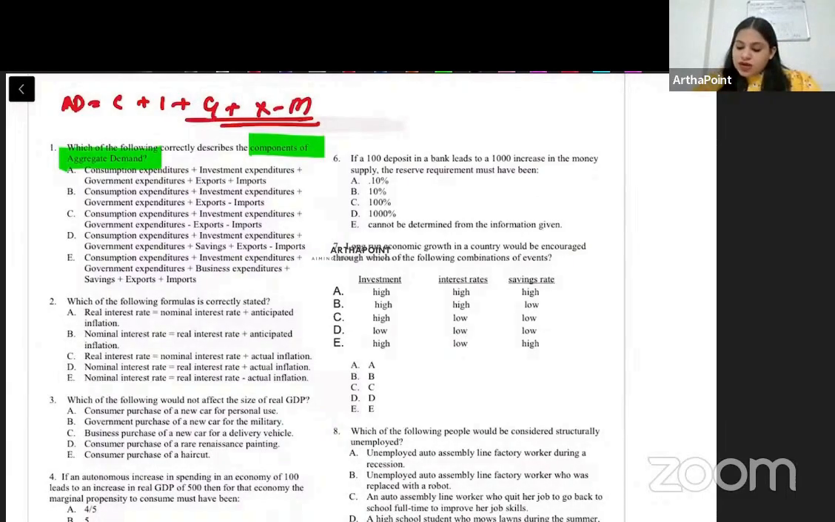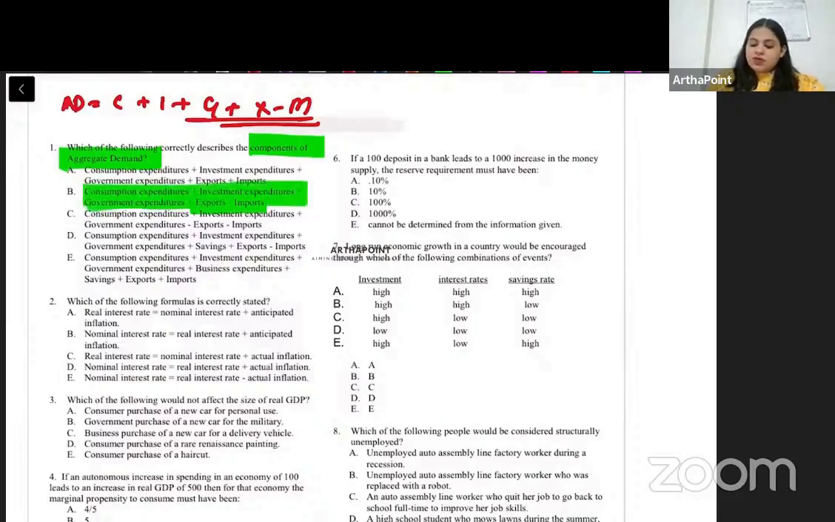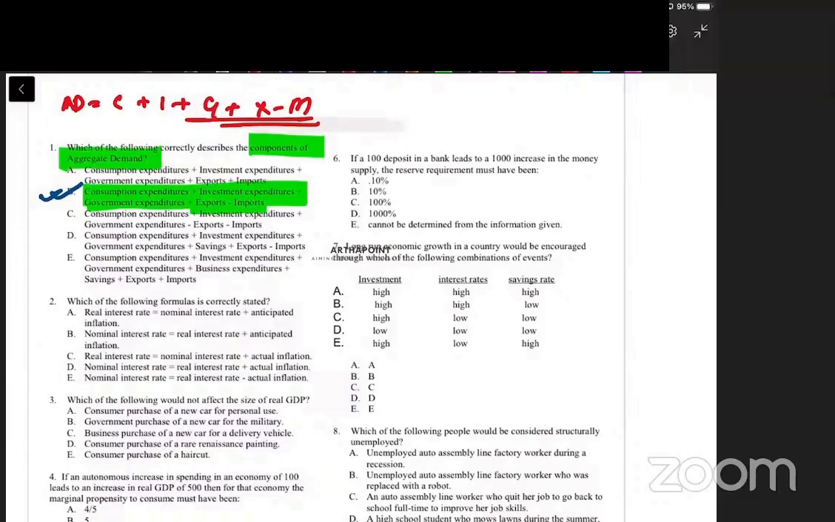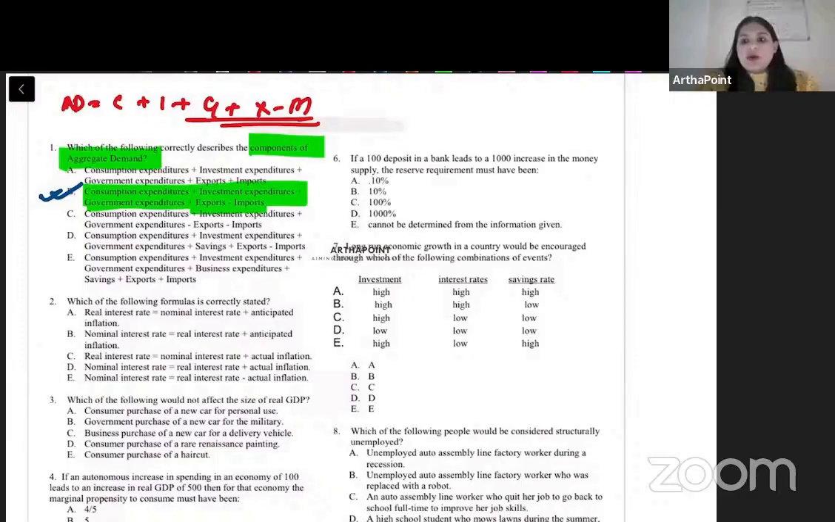So if you go ahead and look at option B, that is the correct option because it does C plus I plus G plus X minus M. So B is the correct option. You can go ahead and have a look at the options. B will be the correct answer to this question. Let us go ahead and move on to the second question.